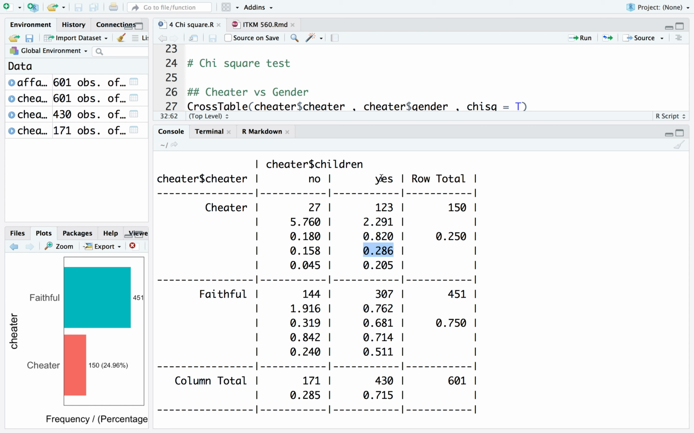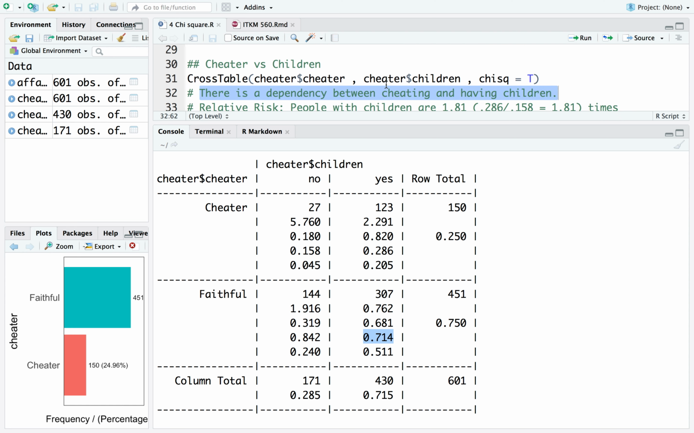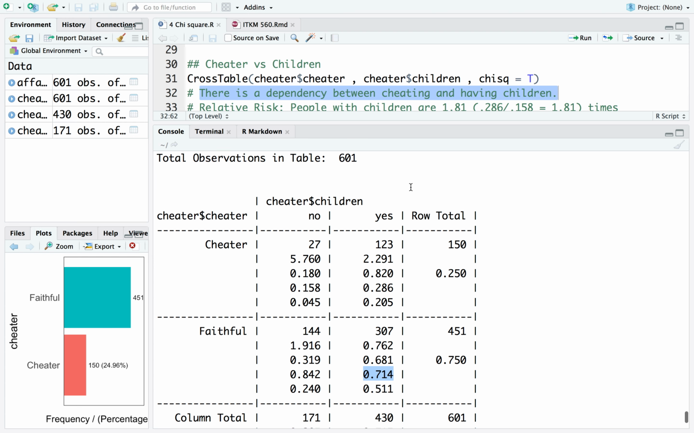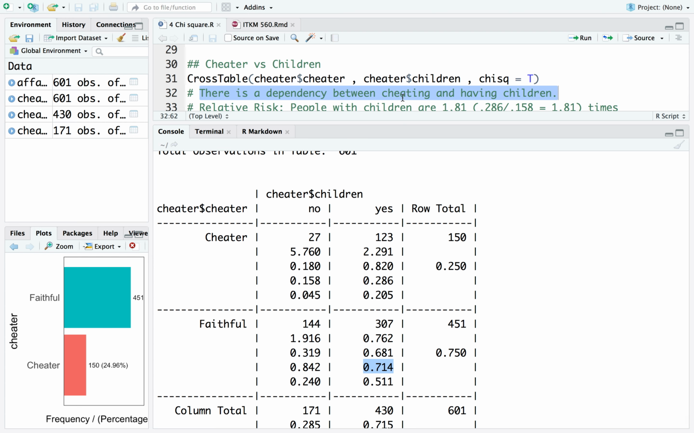28% of people with children cheat. 71% of people with children don't cheat. So now we're going to say that, given that in this scenario the column statistic is going to be more informative, we have a significant p-value. We know that there is a dependency between having children or not and cheating. So we take a look at a concept called the relative risk.